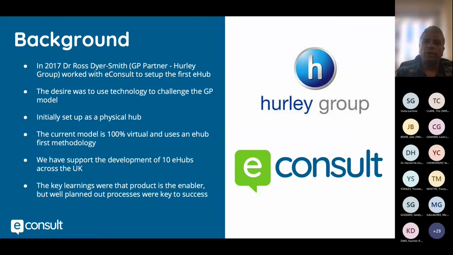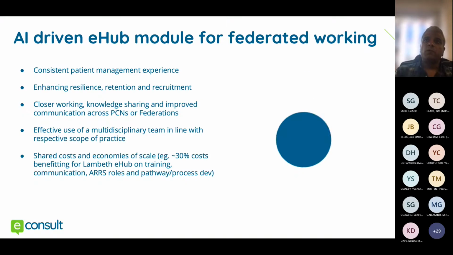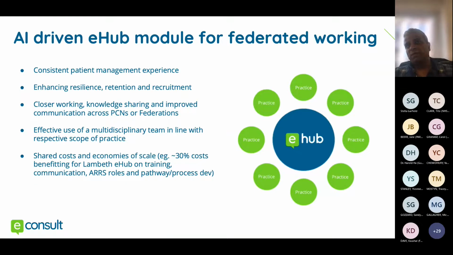So as we start rolling out e-hubs, we're working on a product and a business change element to both of them. And the business change element typically runs from 6 to 12 weeks, depending on the capability and the capacity of the practice, or the PCN rather. Then what we've seen is you get a consistent patient management experience.